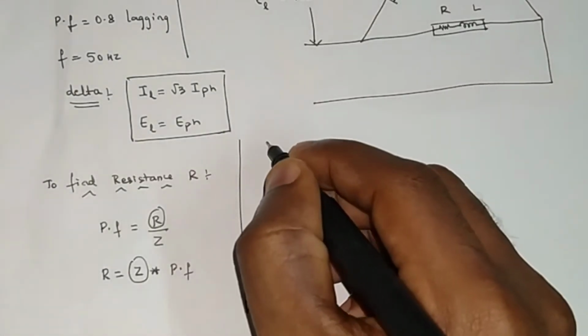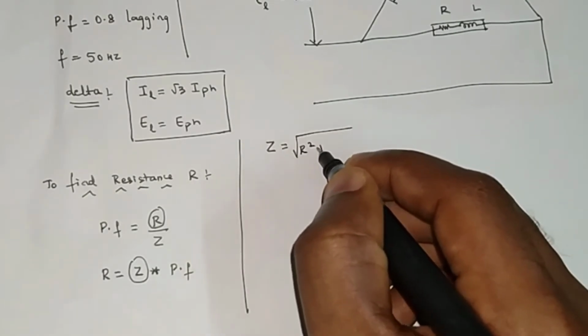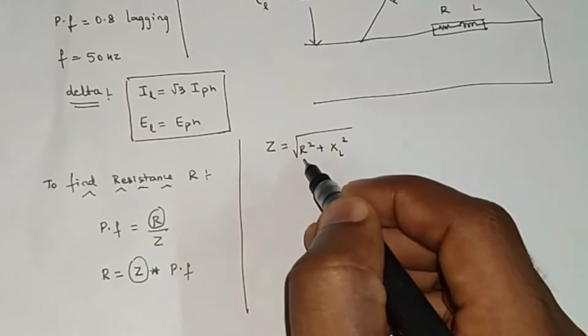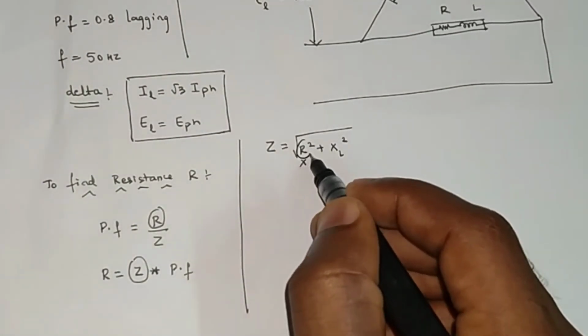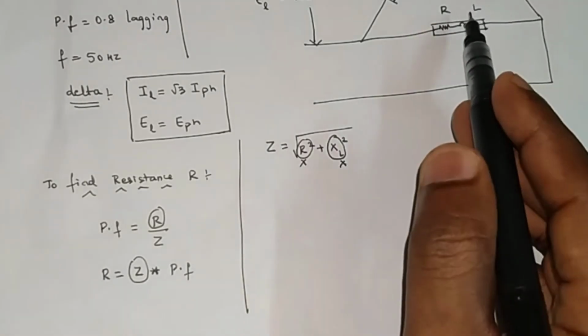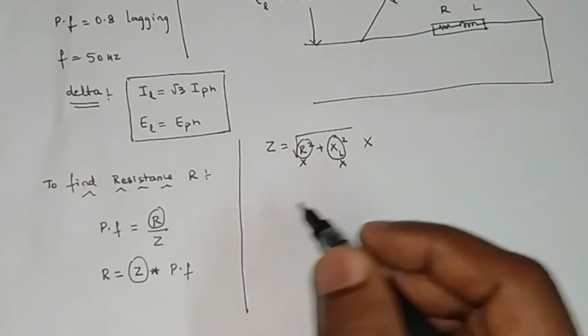For an RL series circuit, the impedance formula is Z equal to root of R square plus XL square. But here the resistance is not given. In the same way, I cannot find the inductive reactance without the inductance value. So I cannot use this formula; I need another formula to find the impedance.